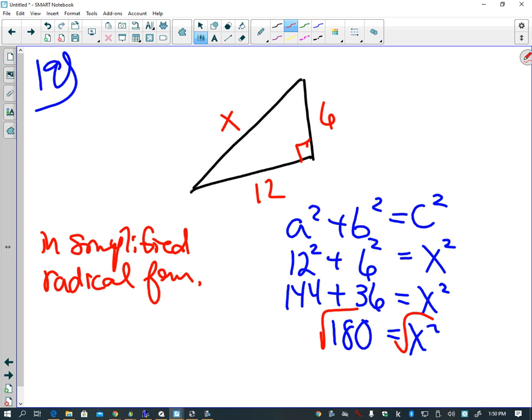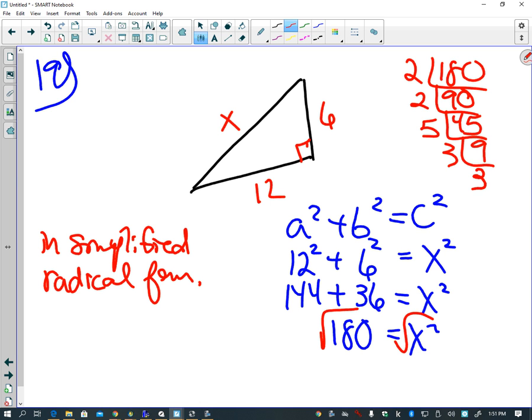All right, this is why it says simplified radical form. Because we're going to take 180 and break it down into its prime parts. What can I divide 180 by? 2 and what? 90? What can I divide 90 by? 2 and 45? What can I divide 45 by? 9? Let's do 5 and 9, 3 and 3. Okay, what's the simplified form?